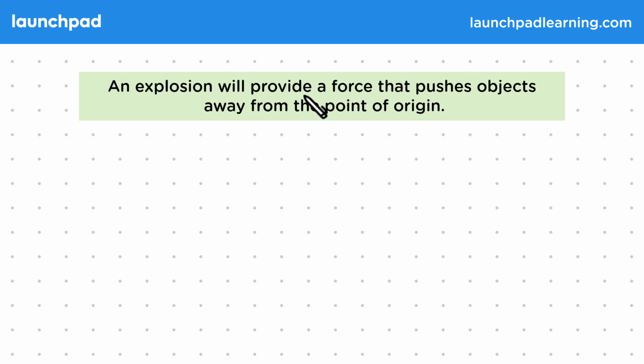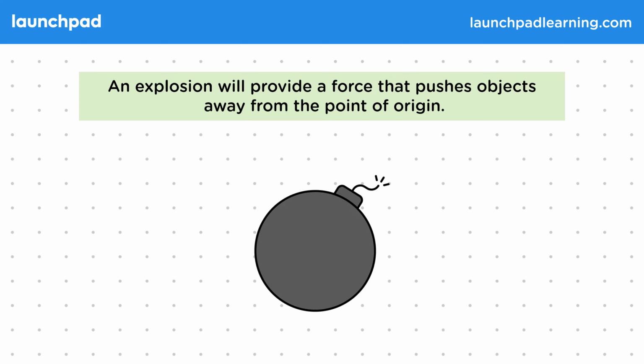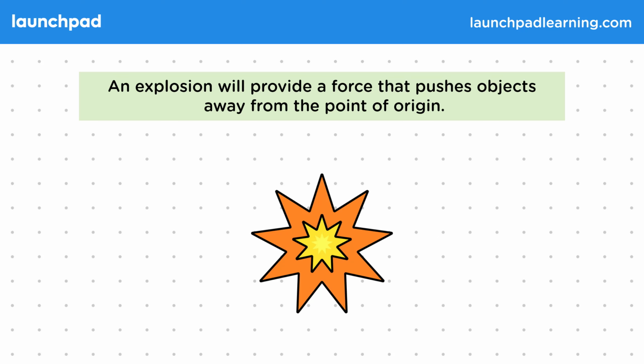An explosion will provide a force that pushes objects away from the point of origin. So if you say push 2 trolleys away from you, that would be considered an explosion. But if you think of an example of an explosion, you'll probably think of a bomb. This is a device that suddenly releases a large amount of energy from a chemical reaction.